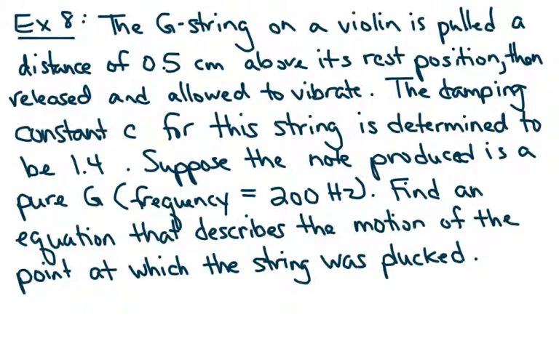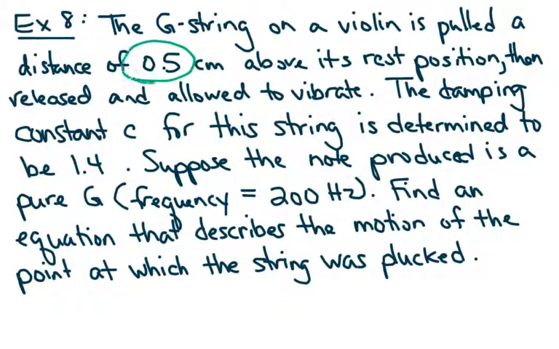The G string on a violin is pulled a distance of 0.5 centimeters above its rest position, then released and allowed to vibrate. The damping constant C for this string is determined to be 1.4. Suppose the note produced is a pure G whose frequency is 200 Hertz. Find an equation that describes the motion of the point at which the string was plucked. So let's go through the problem.